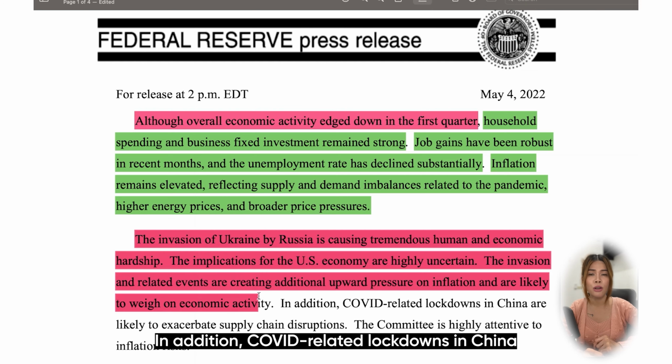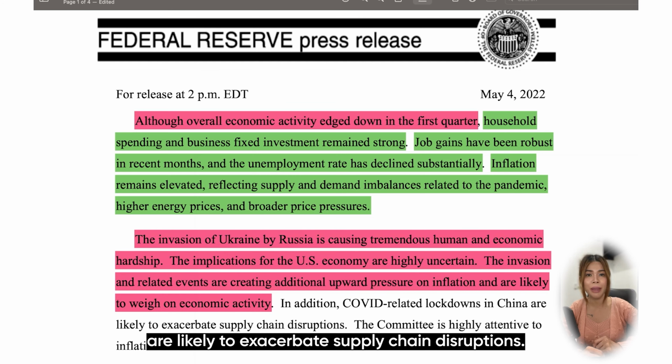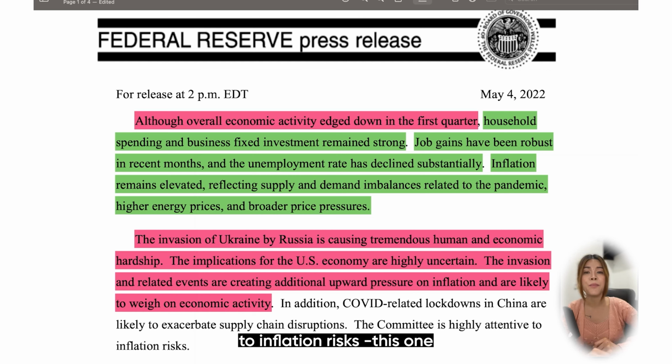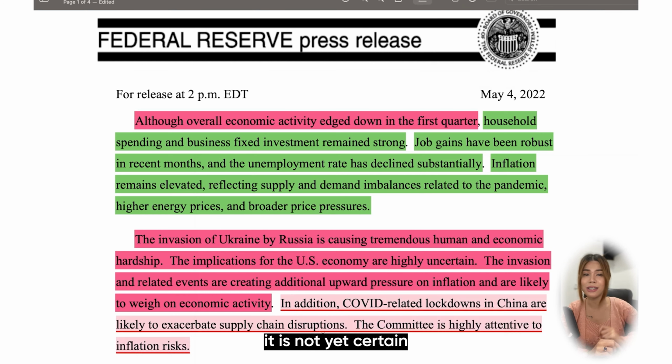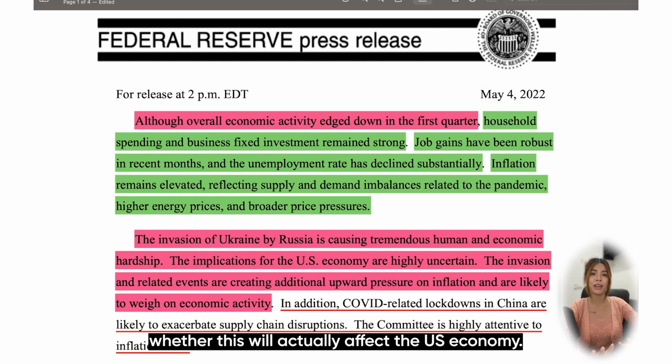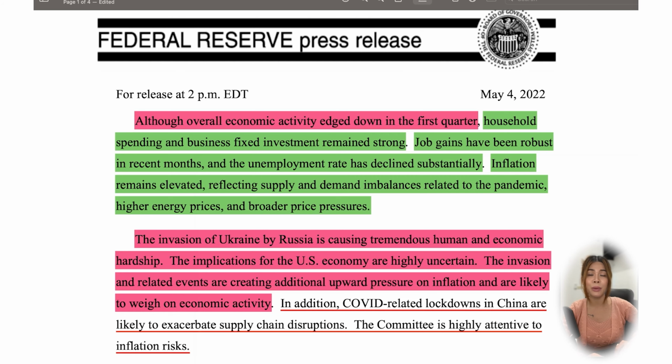In addition, COVID-related lockdowns in China are likely to exacerbate supply chain disruptions. The committee is highly attentive to inflation risk. This one I will underline for now. They use the word likely, therefore it is not yet certain whether this will actually affect the US economy. And if it does, we are still uncertain how much impact it will have.